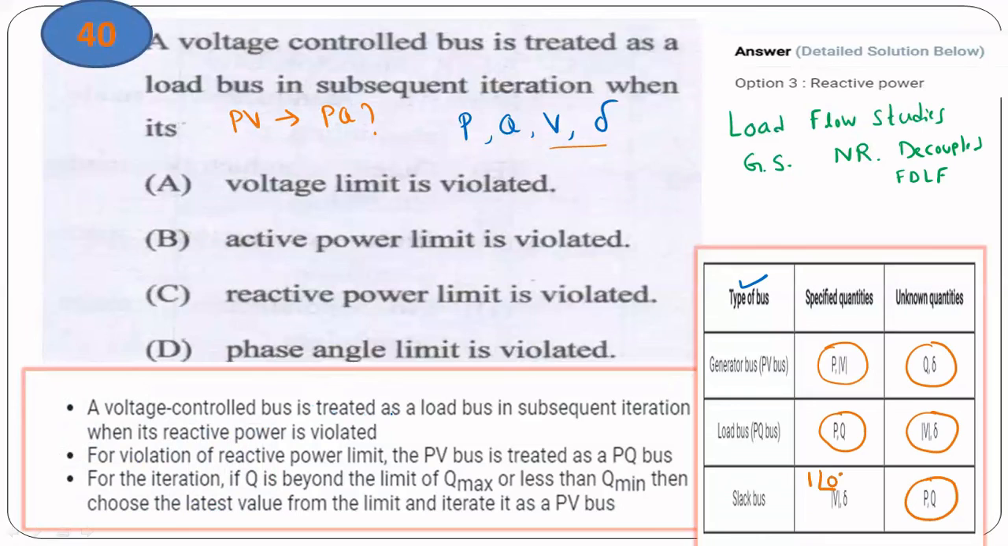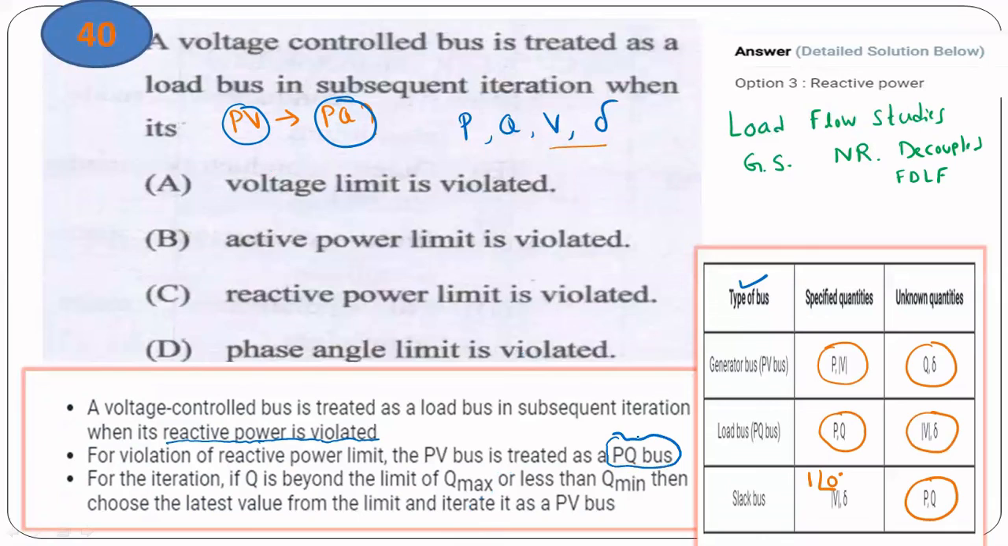A voltage controlled bus is treated as a load bus in subsequent iteration when the reactive power limit is violated. Whenever this reactive power limit is violated, since we have to balance the reactive power, we cannot consider it as a conventional PV bus. Since we have to compensate for the reactive power limit violation, we have to treat it as PQ so that we can compensate. So for the violation of reactive power limit, that PV bus is treated as a PQ bus. That's what we have discussed now.